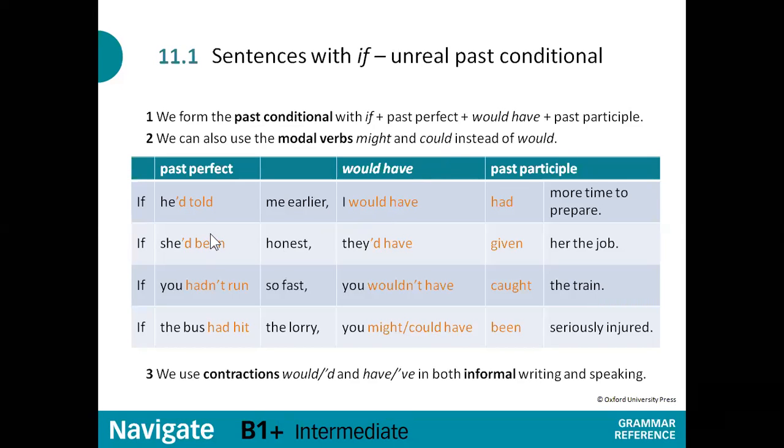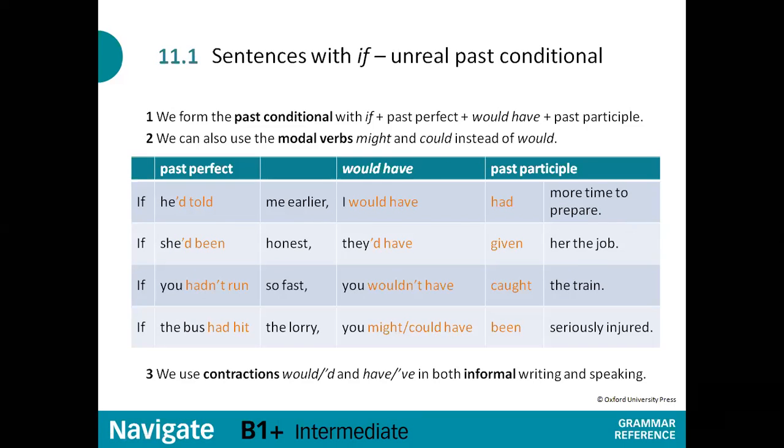Now here in this table, you can see sentences made in unreal past conditional. At the beginning of the sentence, you use if. After if, you use past perfect. And then in the result clause, you use would have, and then past participle. All right, examples. If he'd told me earlier, I would have had more time to prepare. But he didn't tell me earlier, so I didn't have enough time to prepare.